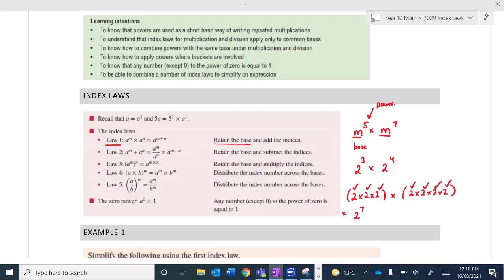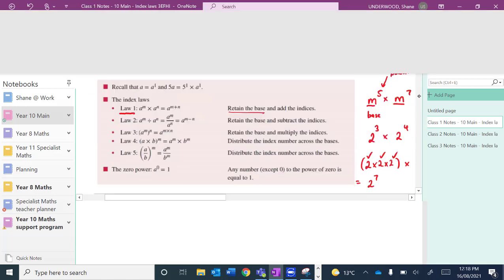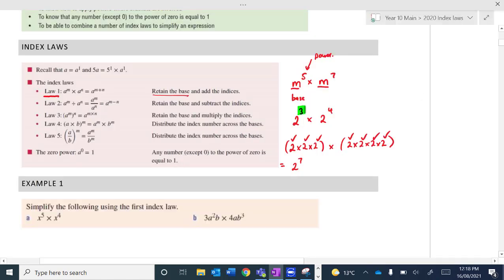So what do you notice? If I've got two indices of the same base, the base 2 to the powers 3 and 4, then I add the powers. Okay, so that's going to be law 1.